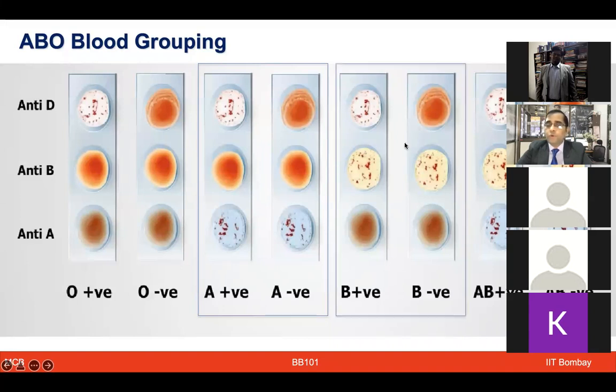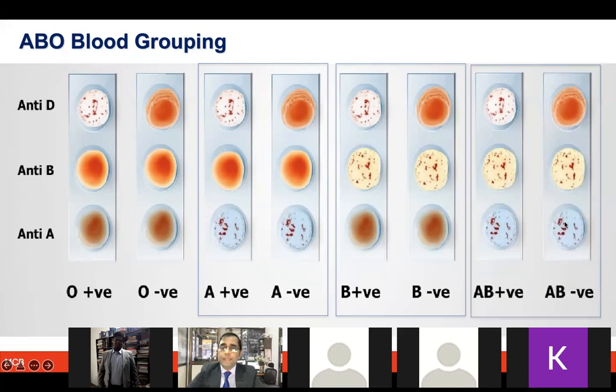Now if you move on to the next one, you will see antibody B is reacting here, whereas antibody A did not show any reaction. And now the antibody D is showing reaction, so this became B positive. If you move further, both antibody A and antibody B are showing reaction, and antibody D is showing reaction in this case, so that became AB positive, and this became AB negative.